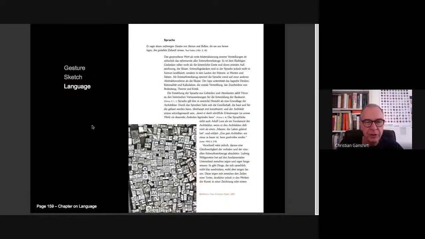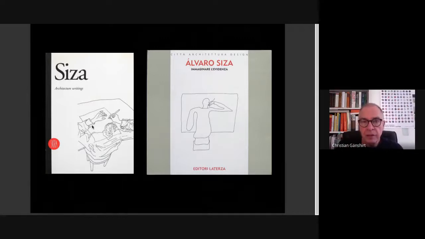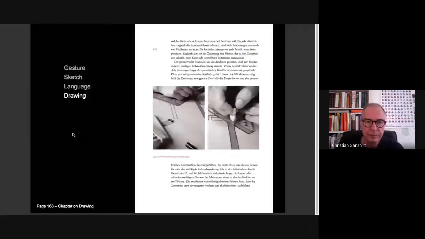But he's also using language. He's talking a lot, with clients, with engineers, with builders, with authorities, with his collaborators, and he's writing. So there are beautiful texts where he very concisely explains his thinking about architecture. And this is important also to develop ideas and also to convey ideas.